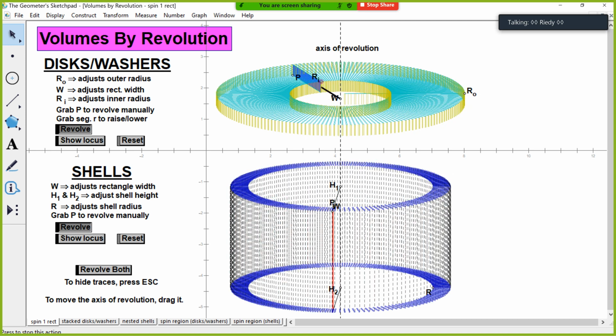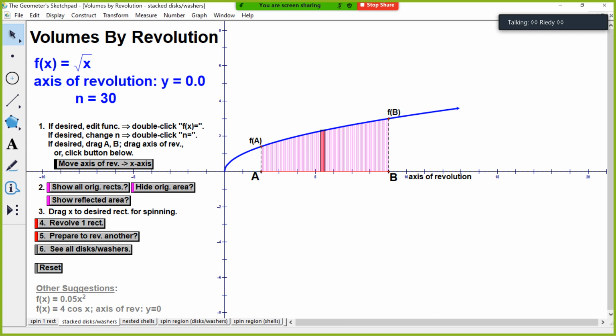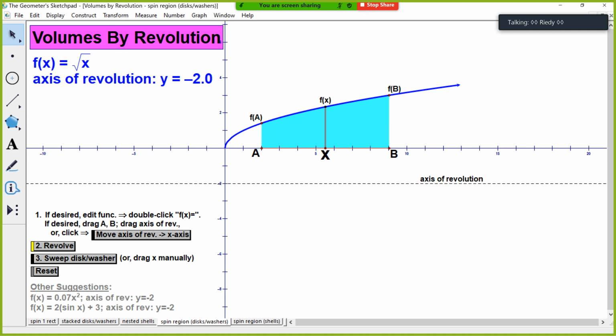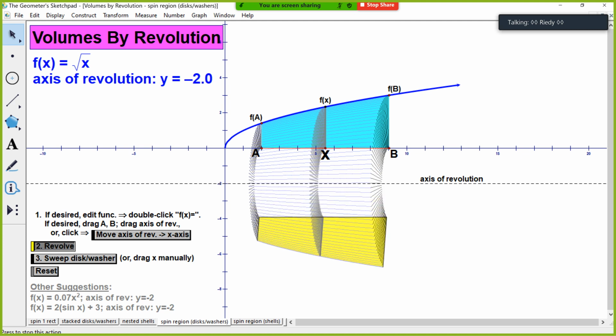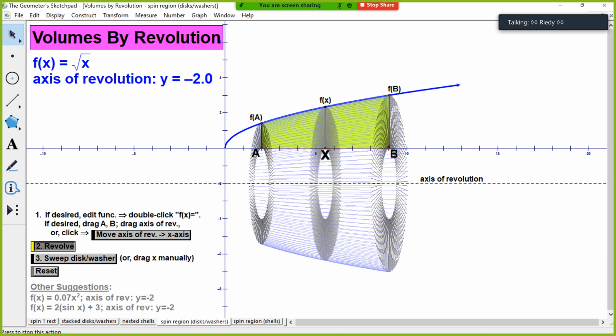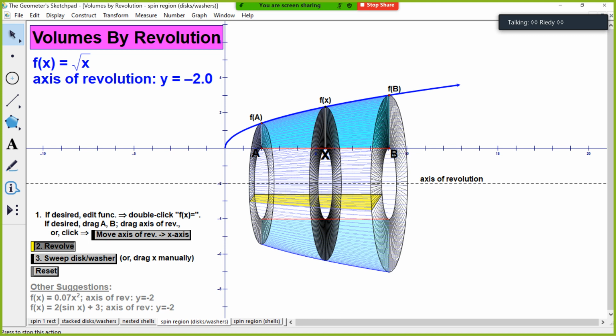Let's see. We did that already. Where's the one I'm looking for? Here we go. Okay, same idea, except I moved the axis of revolution to somewhere different, and when you revolve that, that's how we get our solid there. Again, the representative rectangle is not touching the axis of revolution.